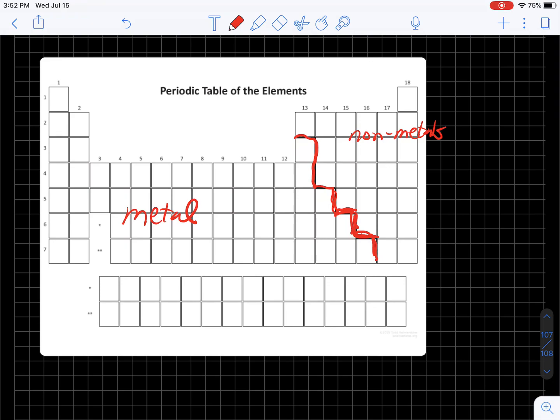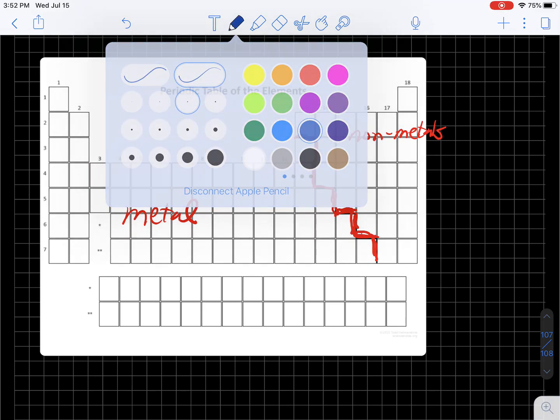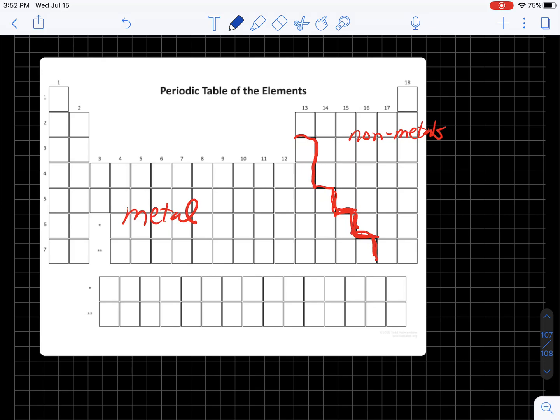And then some of the elements along the break line are considered metalloids, or what they call semi-metals. Now, the definition of a semi-metal is that it has some properties that are metallic and some that are non-metallic, and most of the things along the break line are considered metalloids.